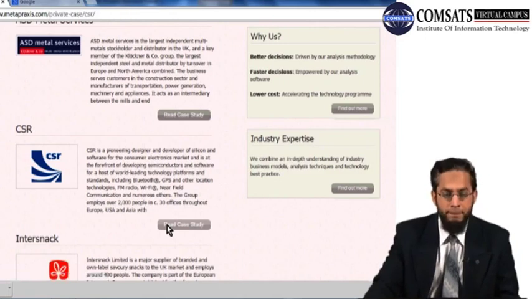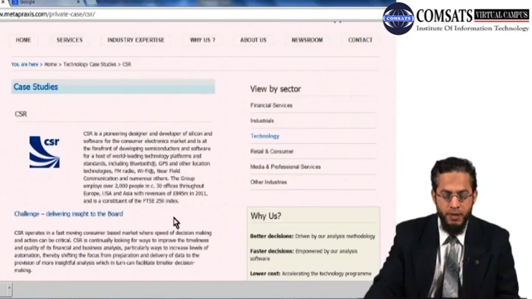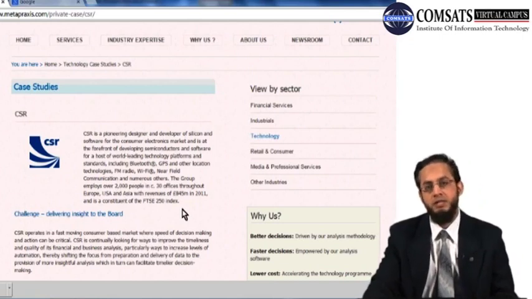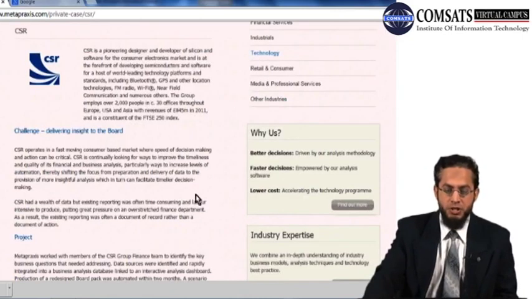A new page is opening. Throughout Europe and USA and Asia, with the revenues of £845 million in 2011, and is a constituent of the FTSE 250 index, which is actually Financial Times stock exchange index.